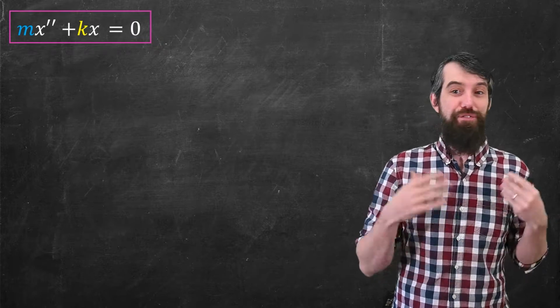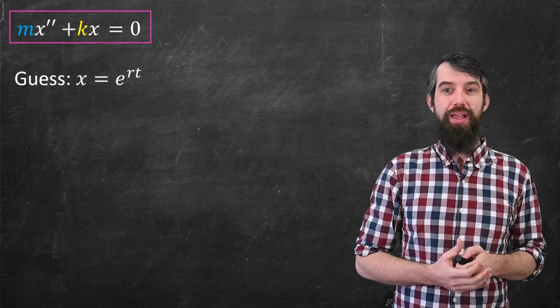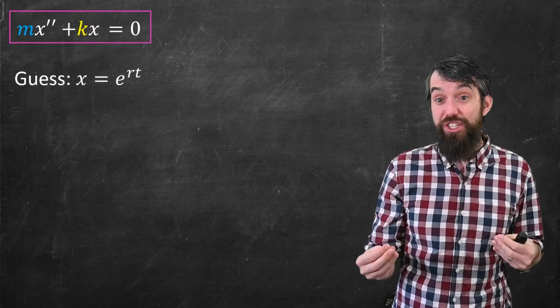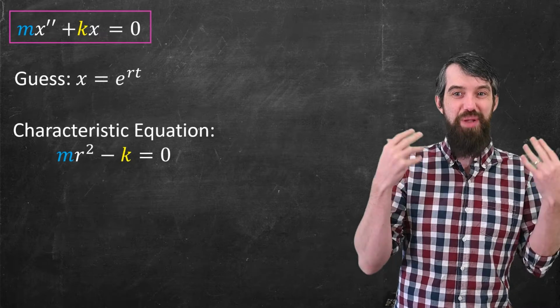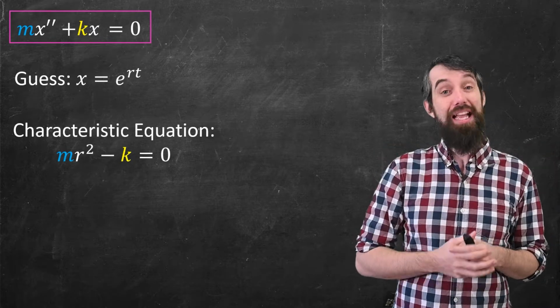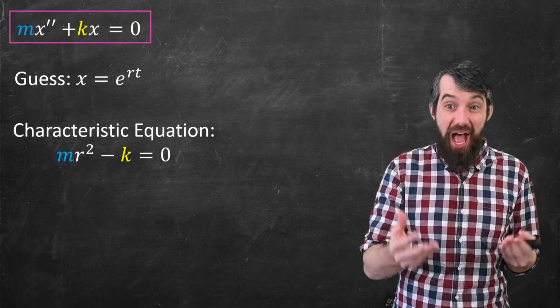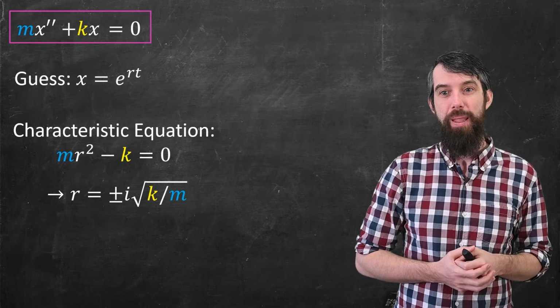I'm going to guess a solution of the form x is equal to e to the rt for some unknown r. I get the characteristic equation because two derivatives of e to the rt gives me an r squared. So m r squared plus k, cancel the e to the rt's, is equal to 0. And then this I can solve. This is r is equal to plus or minus i times square root of k over m.